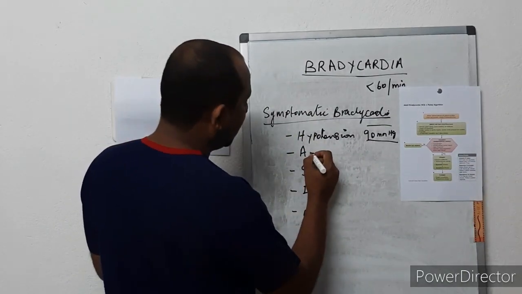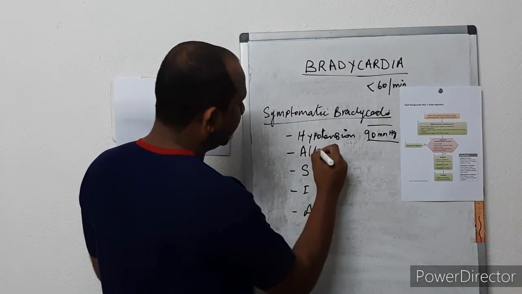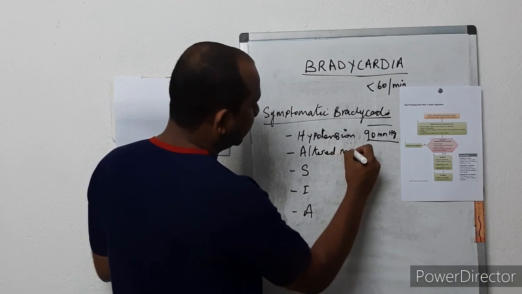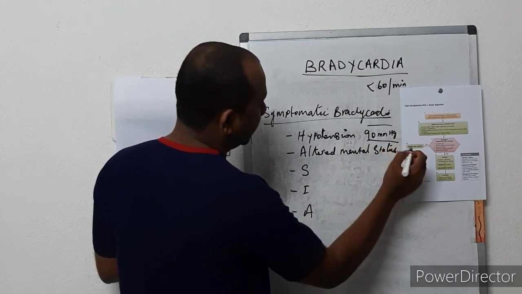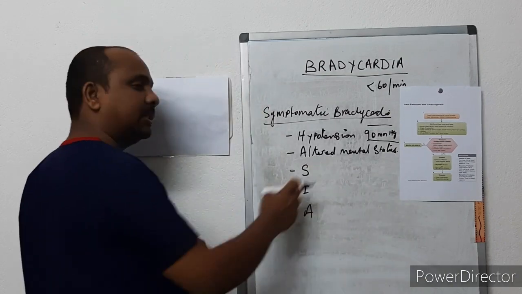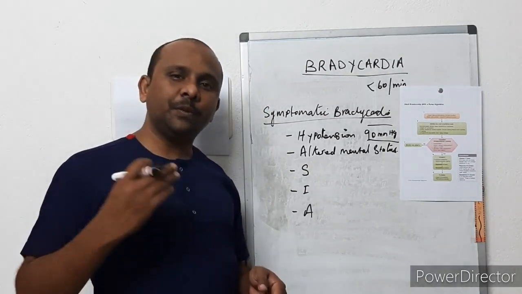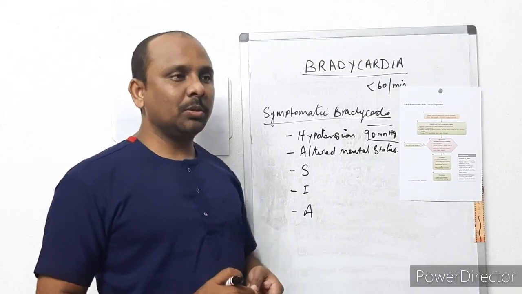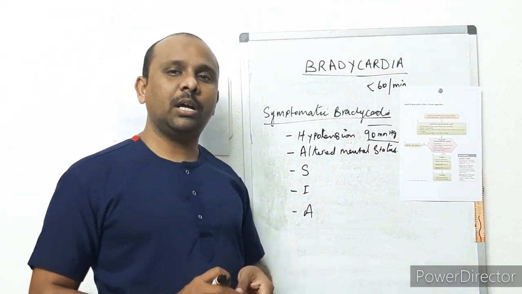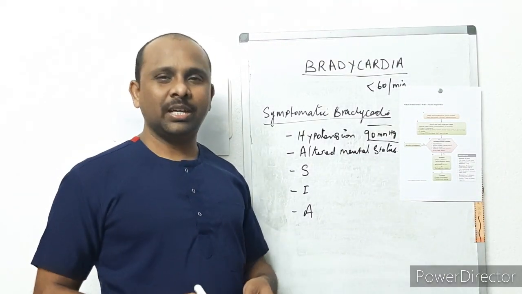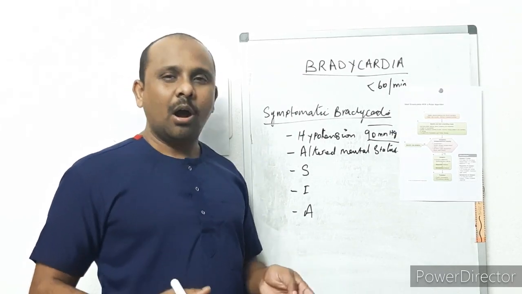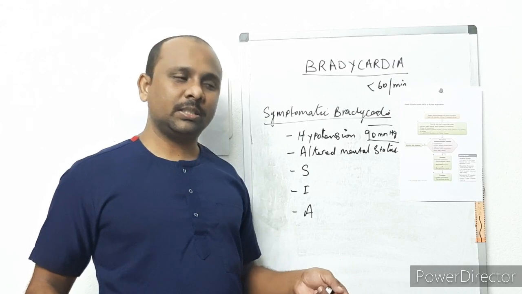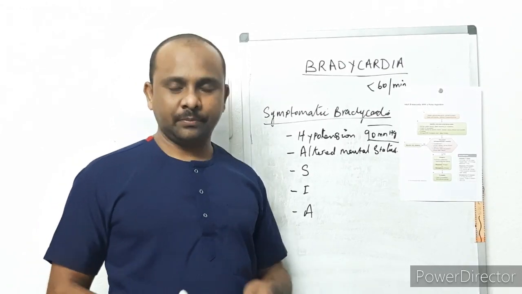So A means acute altered mental status. What does this mean? Altered mental status means the heart rate is reduced, so the perfusion to the brain is reduced. These kinds of patients will have drowsiness, lightheadedness, giddiness, sometimes palpitation. All these problems you should consider as altered mental status.